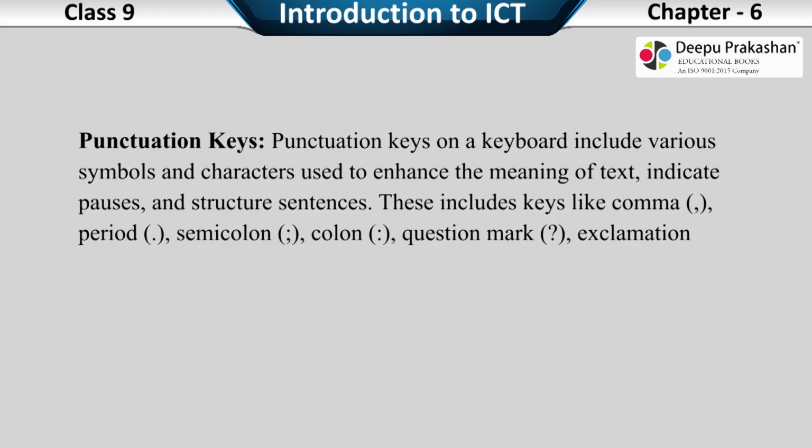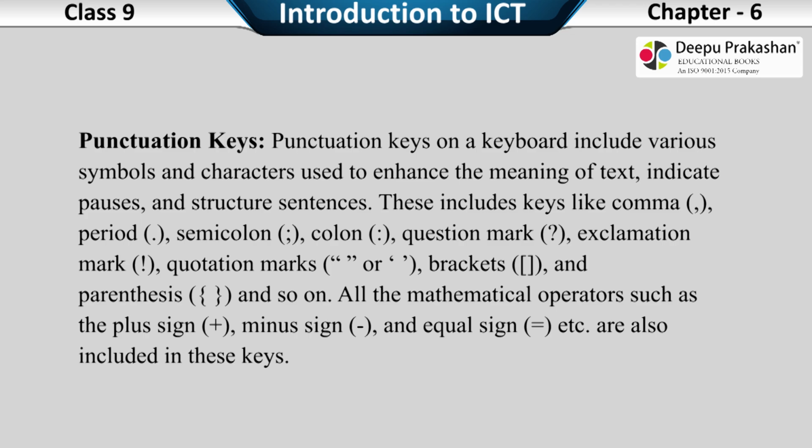Punctuation keys. Punctuation keys on a keyboard include various symbols and characters used to enhance the meaning of text, indicate pauses, and structure sentences. These include keys like comma, period, semicolon, colon, question mark, exclamation mark, quotation marks, brackets, and parentheses, and so on. All the mathematical operators such as the plus sign, minus sign, and equal sign, etc., are also included in these keys.